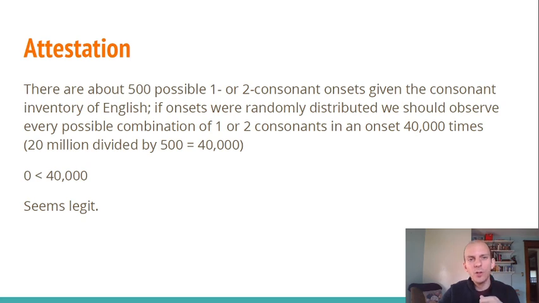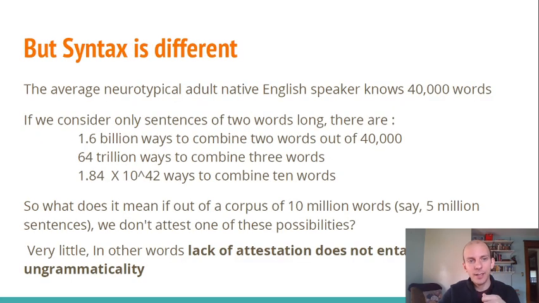But when we switch over to looking at syntax, things change. This is the last math, I promise. I think. So let's take a look at a syntactic example where we're looking at attestation. Here we find that the average person, a neurotypical adult native English speaker, knows about 40,000 words, ballpark. Again, we're just using ballpark figures to make a point here.